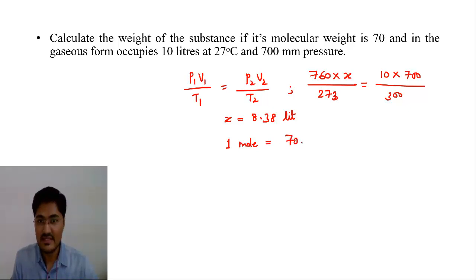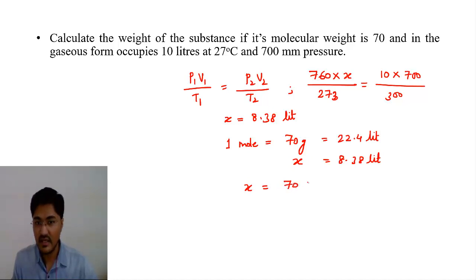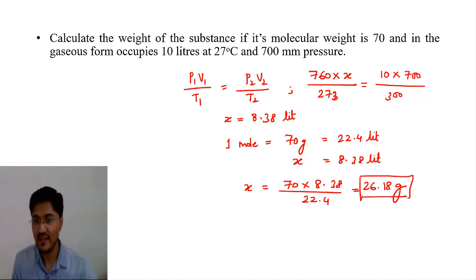Now once we have got the volume of that gas at S.T.P., we know 1 mole will occupy 70 grams, as the molecular weight is given as 70 grams, and this will occupy 22.4 liters. But the volume occupied is 8.38 liters and we have to find the weight. So this will give 70 into 8.38 divided by 22.4, and when you simplify this we get 26.18 grams, which is the weight of the given substance. That's a tricky question, guys. If you haven't understood this, please go back and look at this solution again.